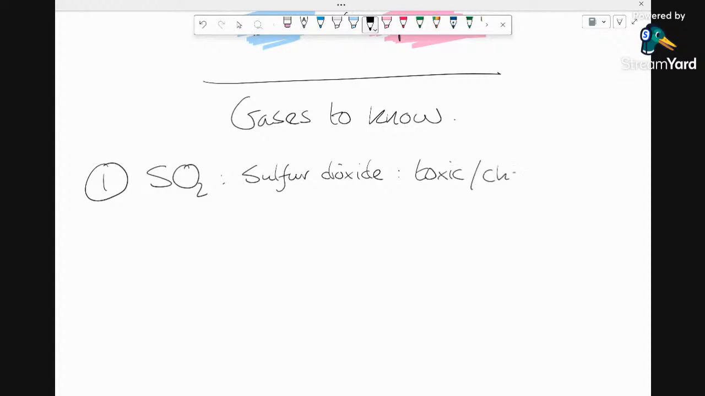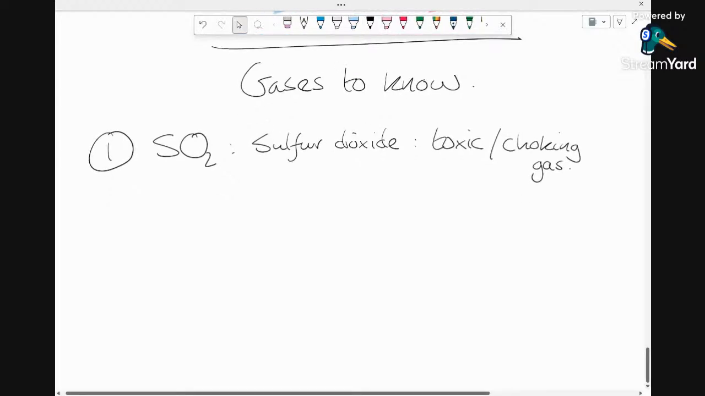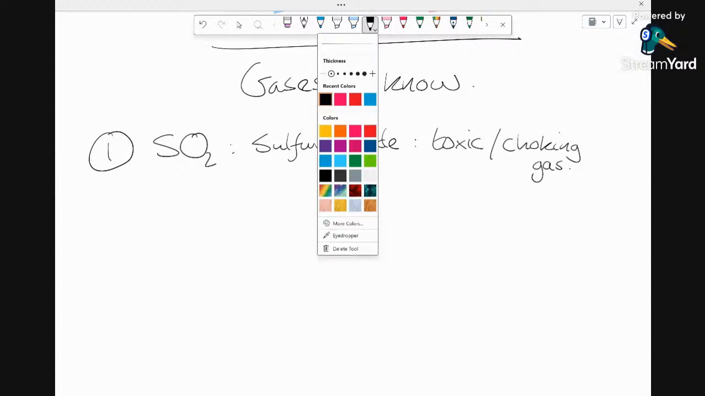Toxic choking gas. Now, I mentioned the choking because it came up in an equation once. So SO2 being toxic is just because it's toxic. But the choking thing is a bit more specific. So SO2, as I said, I'm adding these to know because of the questions that they ask about them. There is a test, by the way, for SO2. Okay, I'm going to add this just for fun. It was on a question, by the way, so I ought to do it.